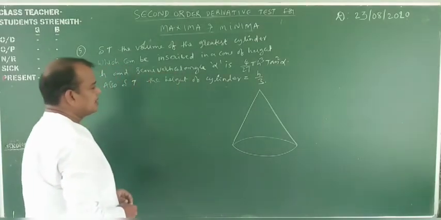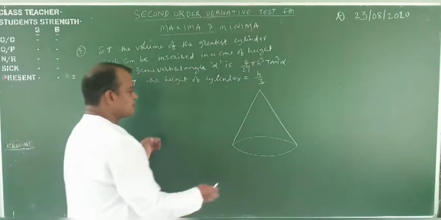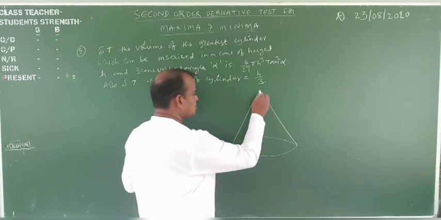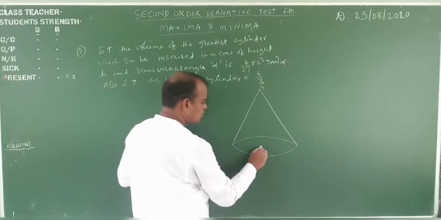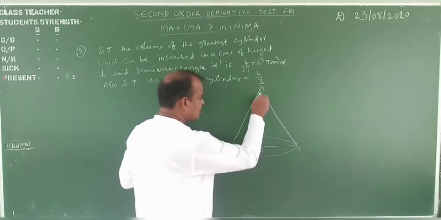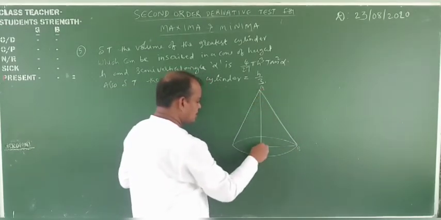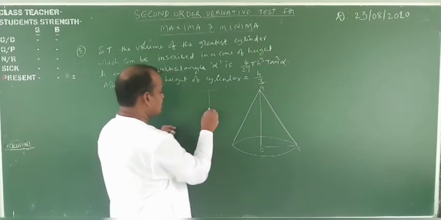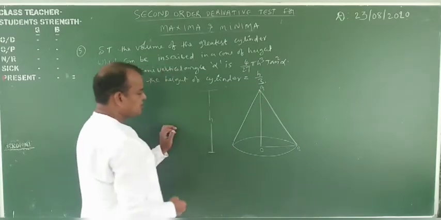This is the cone, and the cylinder is inscribed in the cone. Suppose this is the cylinder, with points A, O and B. This is called the height. Clearly the height h is given. H is the height of the cone.